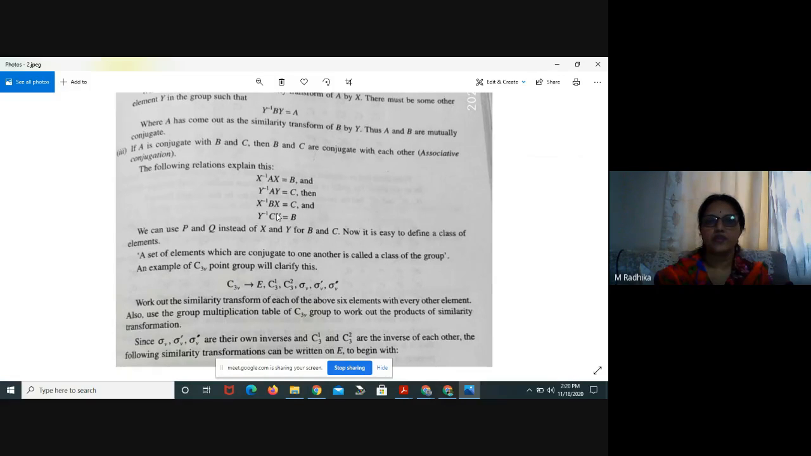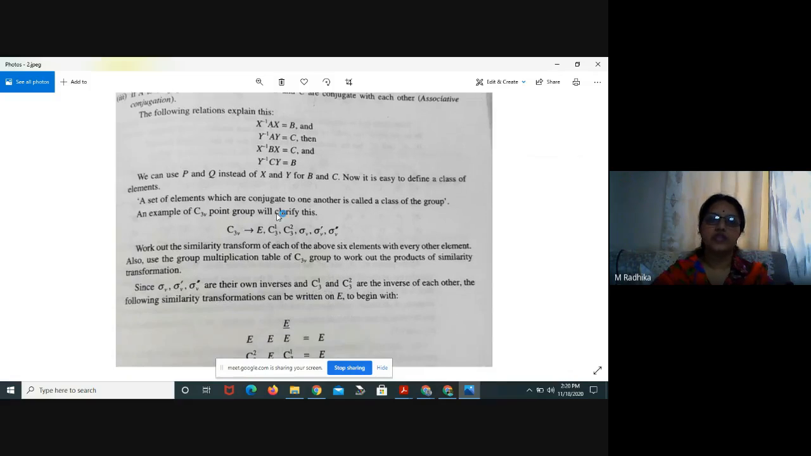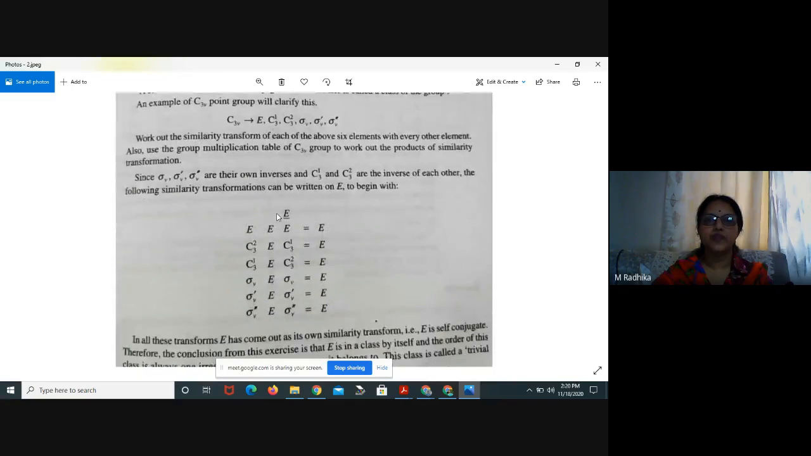So what are the three laws just now we have done? We said that every element is a conjugate of itself. If two elements are conjugate, you call them as mutual. If three are there, if A is conjugate of B and C, then naturally B will be conjugate with C. So associative conjugation. These are the three. So we will just take an example of C3V point group and clarify these above rules.